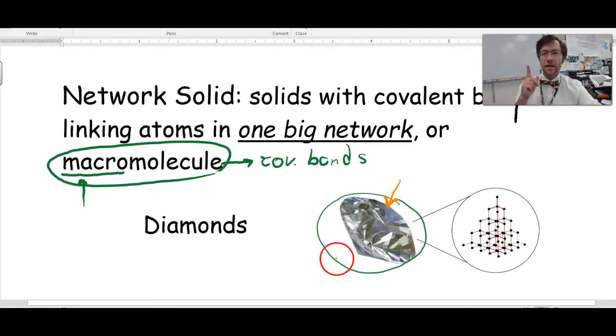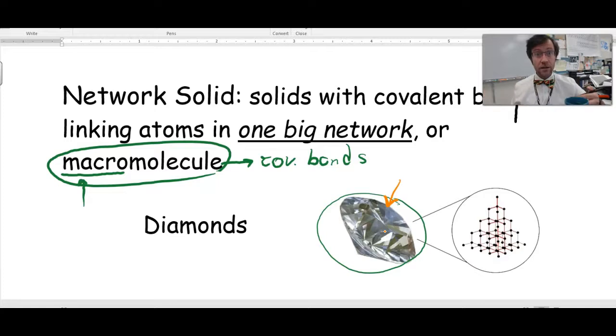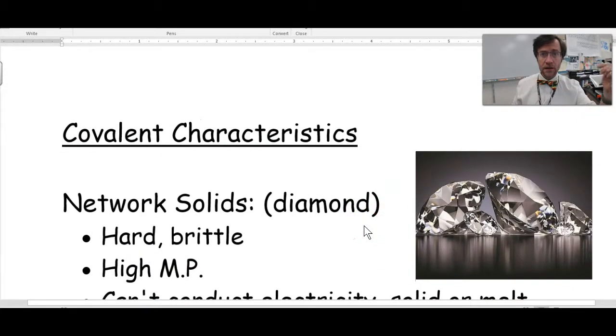One really good way to tell the difference between a network solid and an ionic solid, it's late in the day for me, is that network solids don't dissolve in water. If you took an ionic substance like a big, beautiful diamond cut piece of sugar, like a sugar crystal cut like a diamond, you throw it in water, it dissolves away. Diamond, not so much.